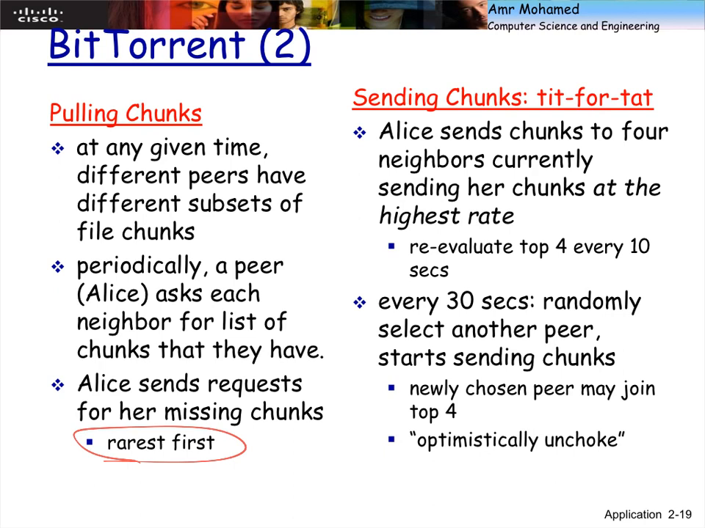The peers, can they have more than one chunk? Yeah, of course. The peers can have more than one. Absolutely. So each peer has different chunks. Could be 10, could be 20, could be 100. I don't know.